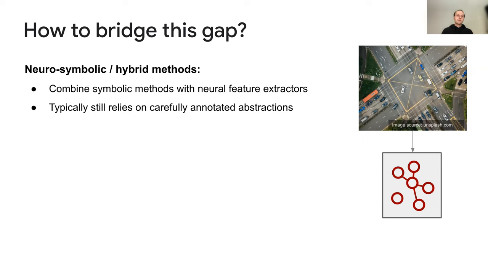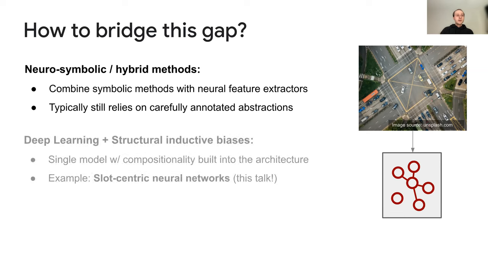Especially since the world is so complex and many things are task dependent, many abstractions, it's really hard to account for all of these cases. One other approach is to say, okay, we take the deep learning machinery we have today and include additional structural inductive biases. This would mean, for example, that we would still want a single model that we can train end to end.